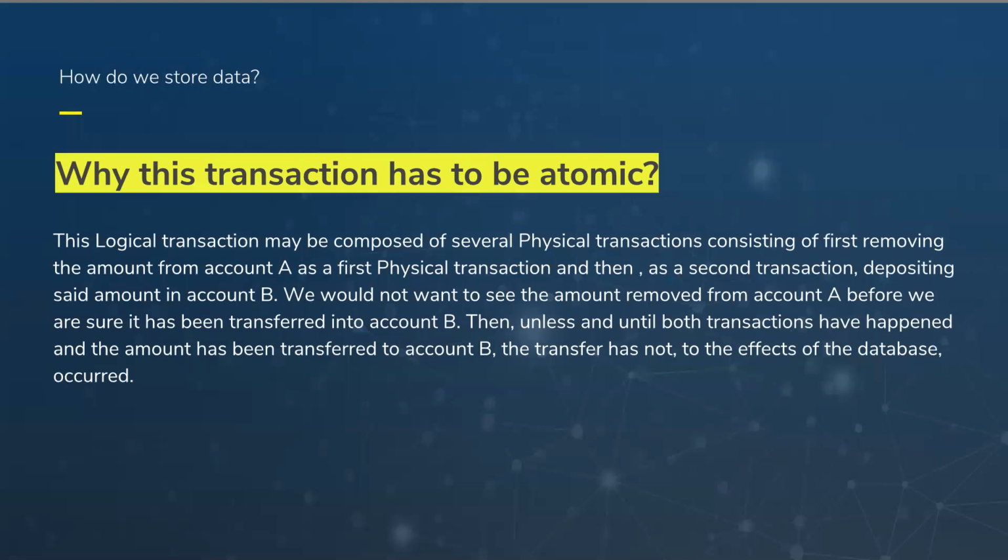We would not want to see an amount of money removed from one account, the origin account, before we are sure that it has been transferred into the target account. Extracting money from one side and putting it into another account must follow the all or nothing principle. If there is an error in the operation, the money should be kept in the origin account and the target account should not suffer any modification.